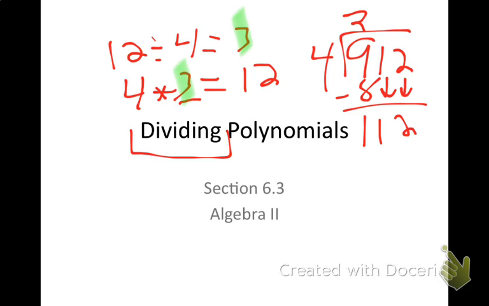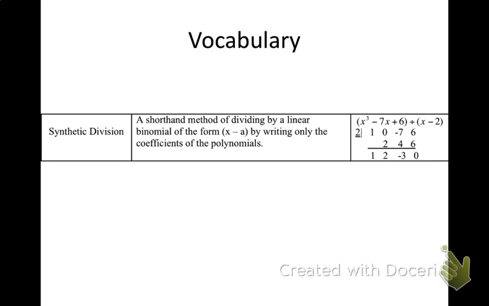Anyways, the only difference is today we're going to do them with polynomials. So here's the first example. Synthetic division is one way to do it too. Synthetic division is a kind of a shortcut way. As it says, it's a shorthand method of dividing by a linear binomial. You can only divide it when you have a linear x there. Okay? By writing only the coefficients. So it's a way to divide using only the coefficients.